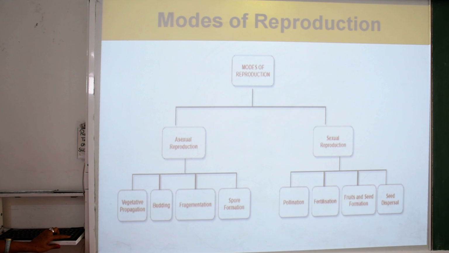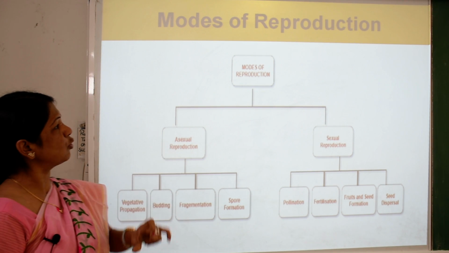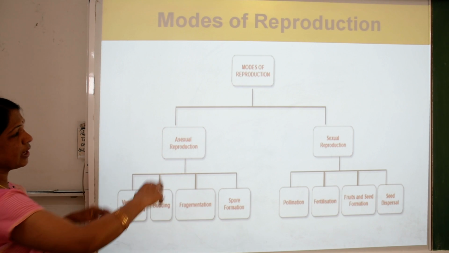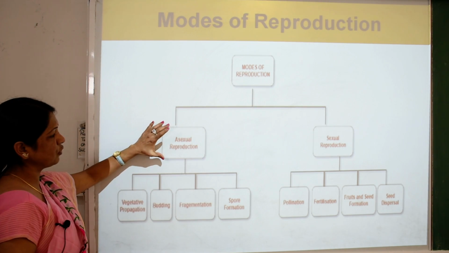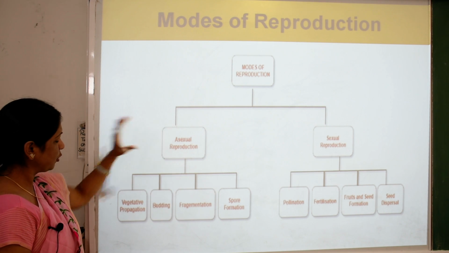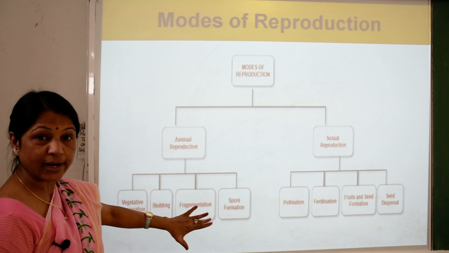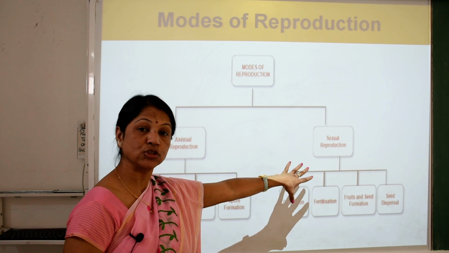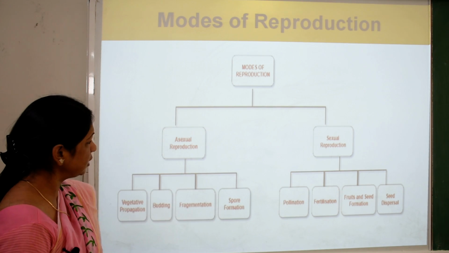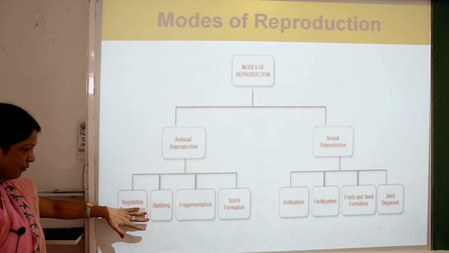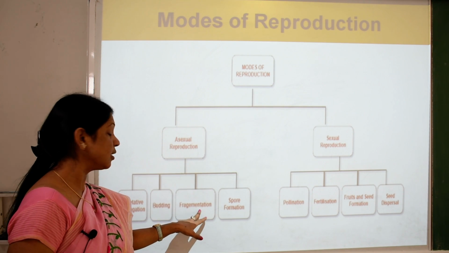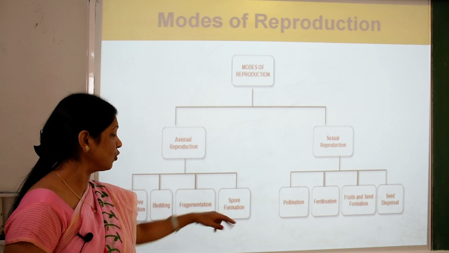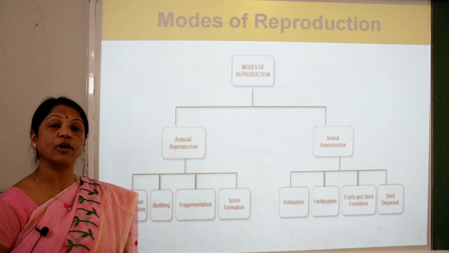First we see the modes of reproduction. What are the modes of reproduction? Can you watch this? This is the modes of reproduction. First, asexual reproduction, and how it is divided: vegetative propagation first, second budding, third fragmentation, fourth spore formation.